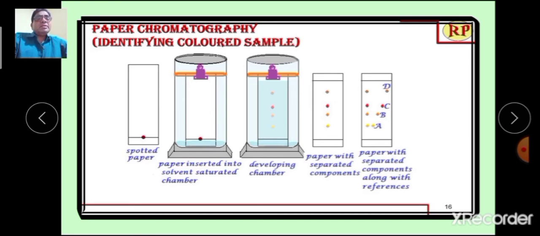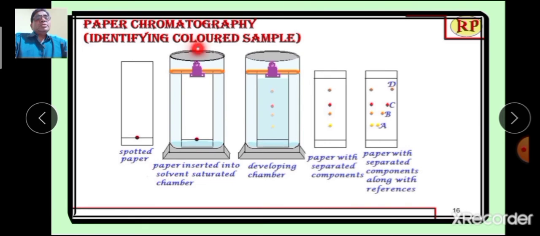As the edge touches the solvent, the solvent rises through the paper due to capillary action. The solvent chamber is enriched with vapors of the solvent, that is, the solvent chamber is saturated. To avoid the evaporation of the solvent, the lid is kept on the chamber. Now, the paper is kept for development.